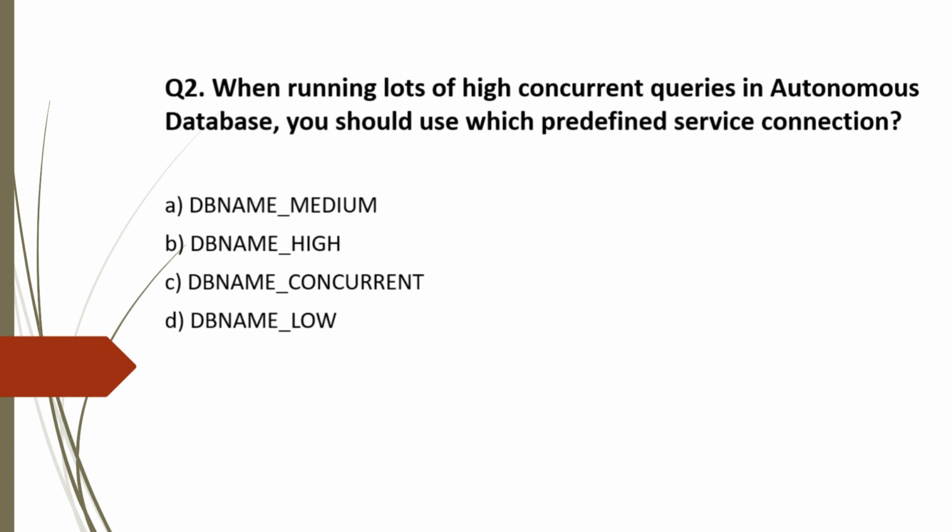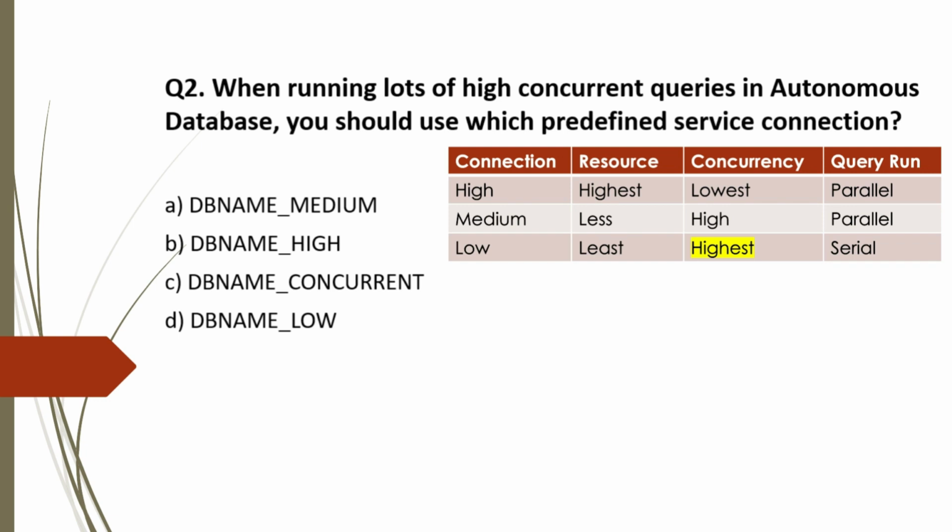First check one comparison chart for different types of service connection. If the connection is high, then resource will be highest and concurrency will be lowest. If the connection is medium, resource will be less than high, but concurrency would be higher than high service connection. For low connection type, resource would be least, but concurrency would be highest.